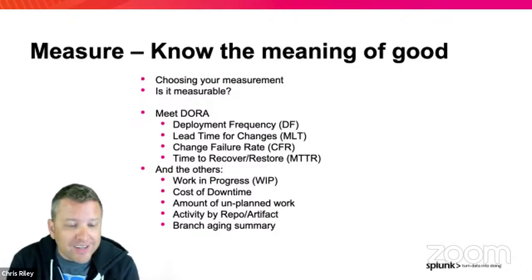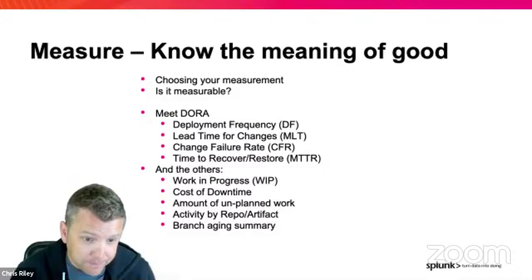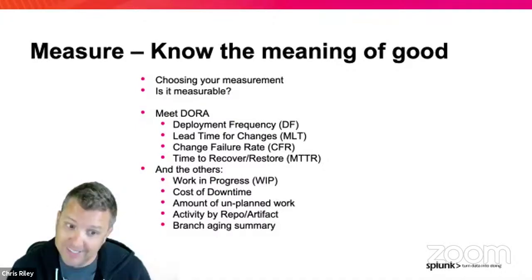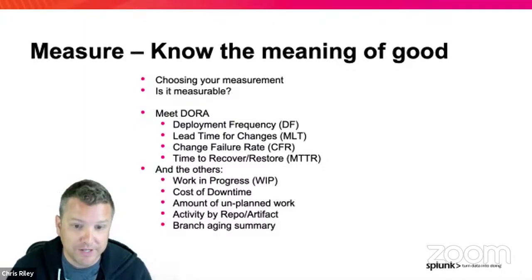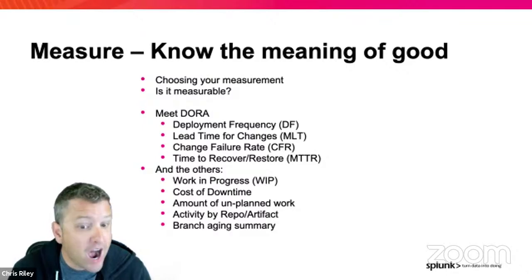The other metrics that I really like are work in progress. So this is an agile metric. Cost of downtime. This is a big deal if you're running a retail business. Amount of unplanned work for your developers. How much time is being spent by you on things that are not building functionality?